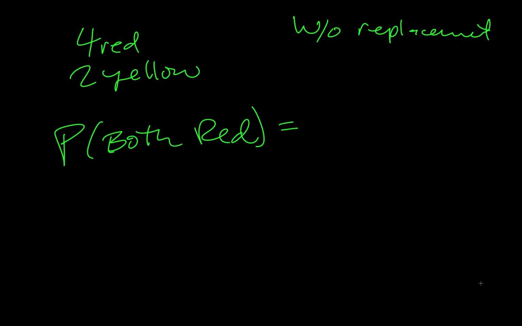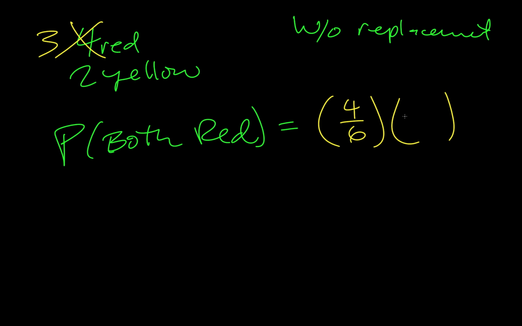We're going to have 2 things multiplied together. To draw a red the first time, there's a 4 out of 6 chance. But on the second draw, one of the reds is gone, so now there's a 3 out of 5 chance. We multiply those together and get 12 out of 30. Then we can divide both by 6, so we get a 2 out of 5 chance for that to occur.